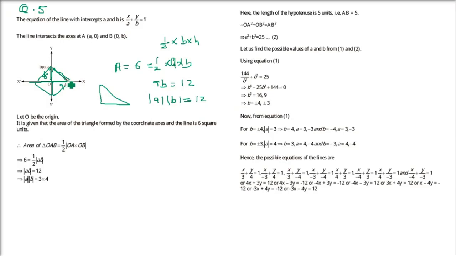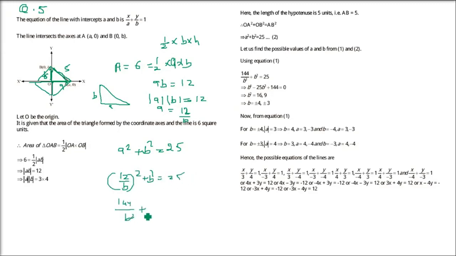Now length is given as 5. The hypotenuse length is 5. So A square plus B square, we know, is equal to 25. The hypotenuse is given. Now we have already AB equals 12 here. Now you can put A as 12 by B, or you can put B as 12 by A. Either way you can do. I am putting A as 12 by B, so (12 by B) whole square plus B square equals 25.